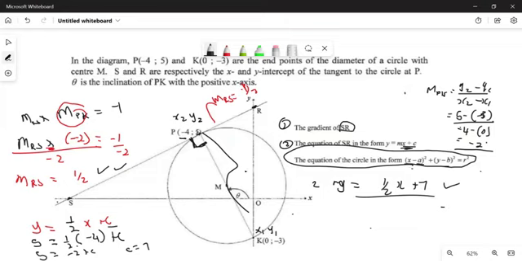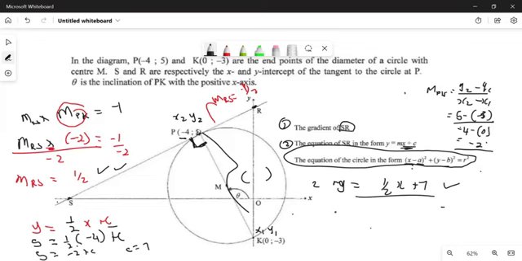Good. Now, for us to get the equation of the circle, we need to know what a and b are. A and b are represented by the center of the circle. We don't know the coordinates of M. We're not even going to pretend as if we know them. Since we don't know them, we're going to look for them. How do we look for them? We're going to use the midpoint formula.